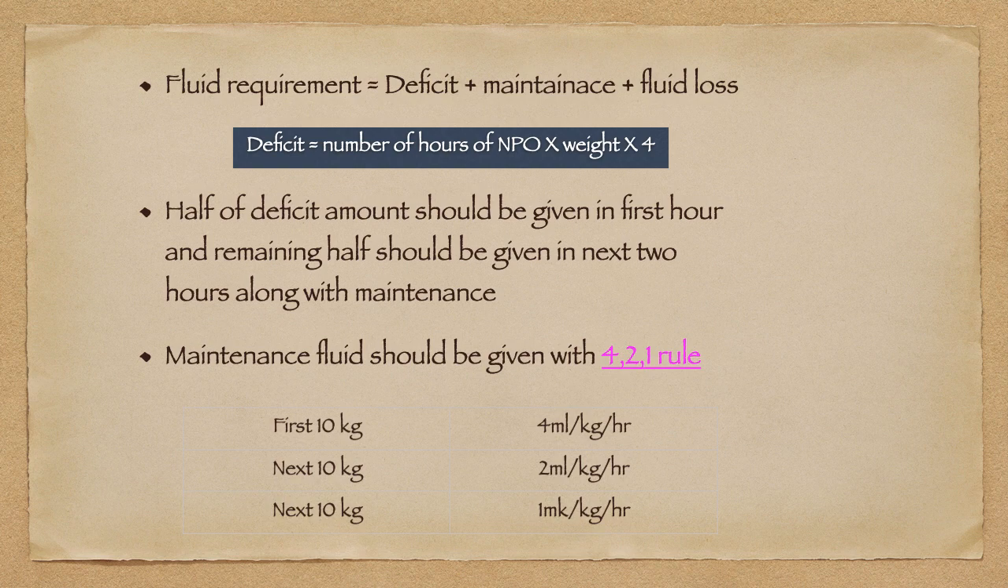along with the maintenance. How are you going to calculate maintenance? According to the 4 to 1 rule. For the first 10 kg, you have to give 4 ml per kg per hour. For the next 10 kg, 2 ml per kg per hour, and for the next 10 kg, 1 ml per kg per hour. That is the 4 to 1 rule.